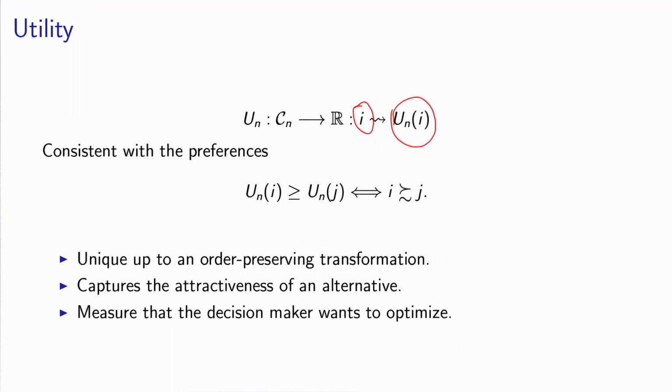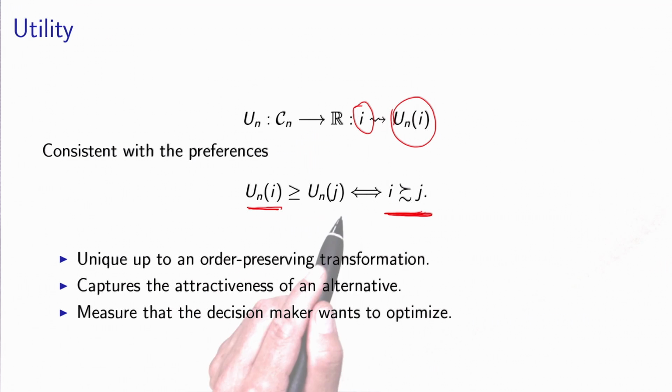And the point is that this score, this utility, is completely consistent with the preference structure of the individual. It means that if alternative i is preferred to alternative j, it is equivalent to say that the utility of i is greater than or equal to the utility of j. And this is extremely useful because now it means that if this preference structure exists, there is always a way to translate it into a mathematical formulation that we can compare and which is quantitative. So we can manipulate it and code it in a computer.